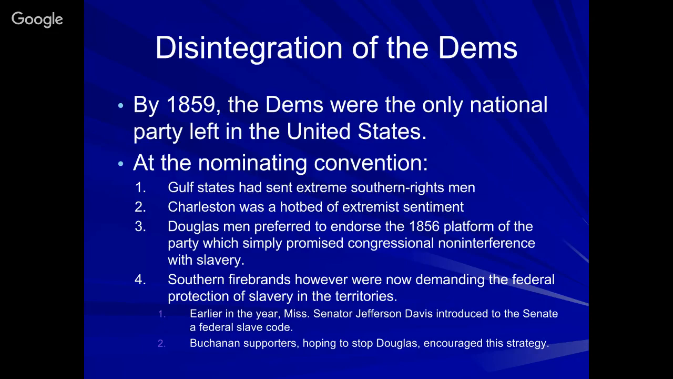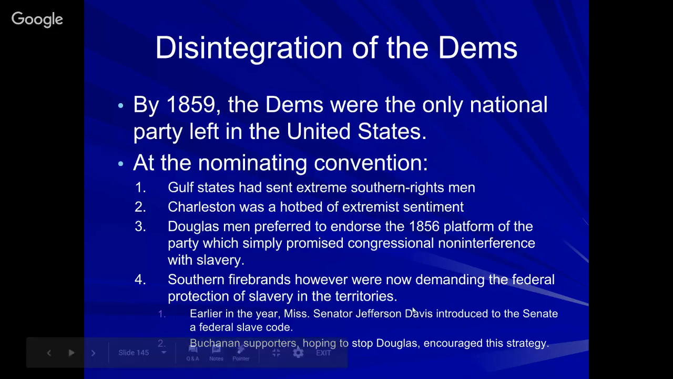And so at the Democratic Convention in 1859, there is a sharp division between the Northern Democrats who support Douglas and the Southern Democrats who are really calling for protection of slavery and a federal law to protect slavery in the territory.